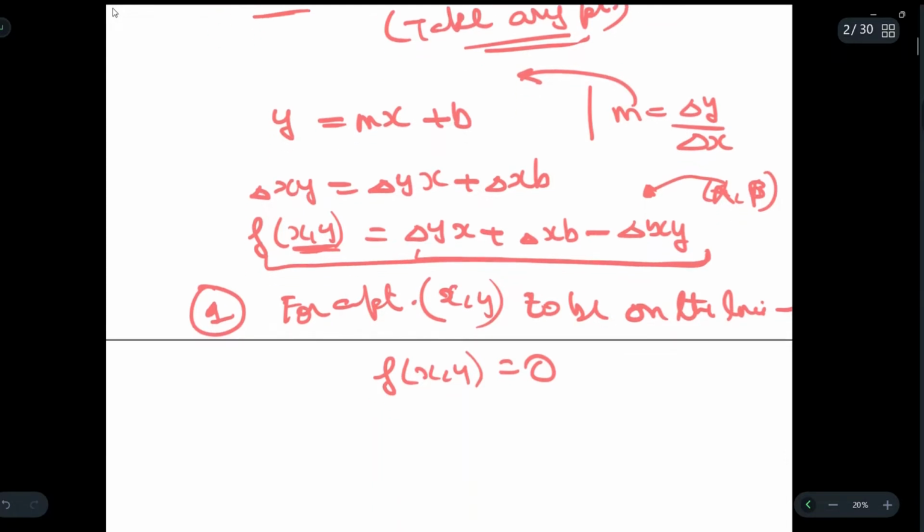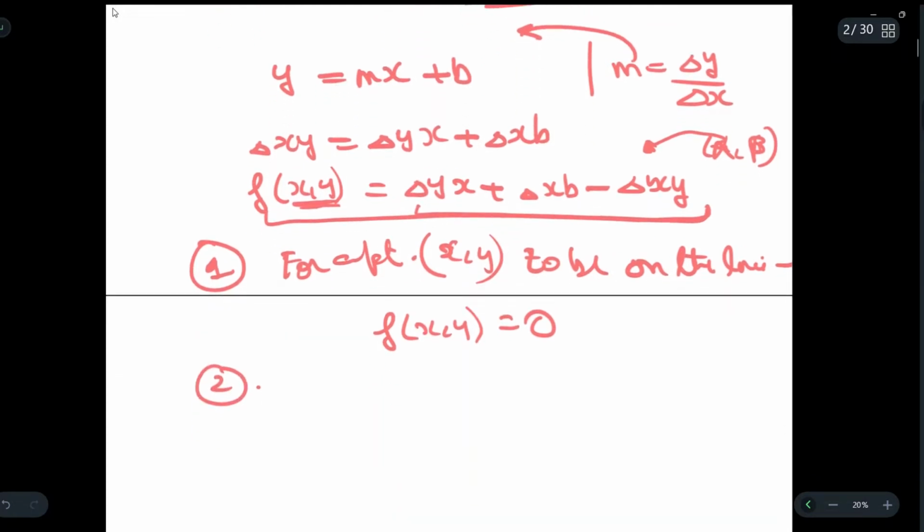Now suppose, secondly, we find a point x comma y to be above the line, say a point x comma y is above the line.